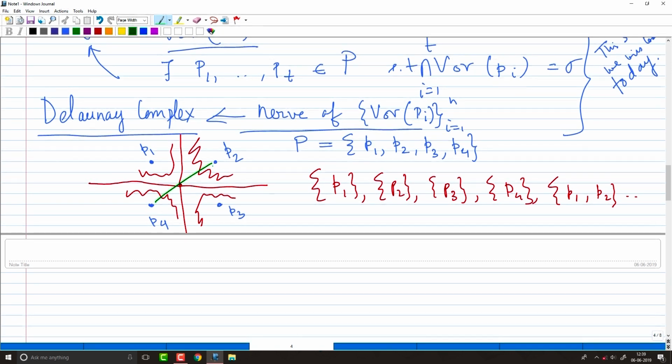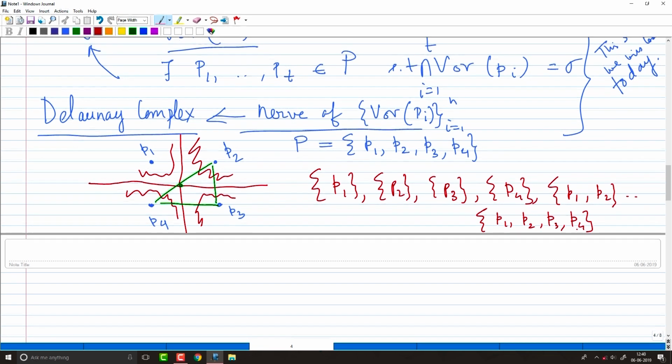Then you will have these triangles. This triangle will be present because this point belongs to the Voronoi cells of P2, P3 and P4. Similarly, all the 4 triangles you can make with these 4. Also, you will have one size 4 set P1, P2, P3, P4.